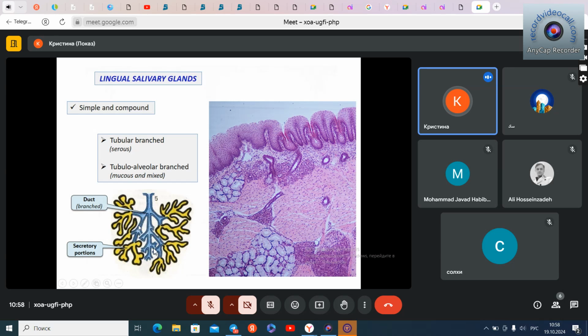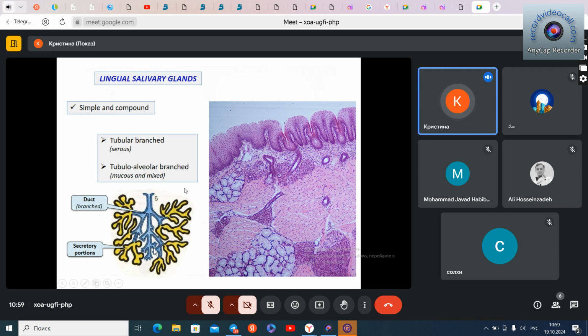This one is branched, blue color is for ducts, so all ducts are branched, and this is why this type of gland will be called compound. And next, into one duct, many secretory portions lead. Secretory portions here are shown in yellow color. If only one secretory portion leads to one duct, in this case the gland will be called non-branched. In our case we have branched gland. It means that several secretory portions lead to one duct.